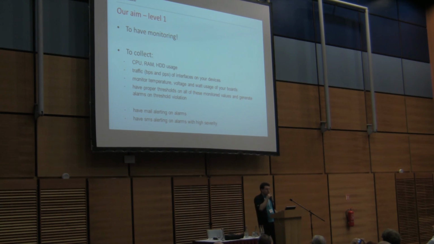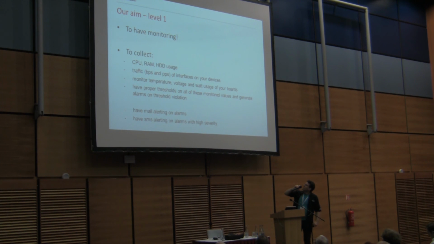Then it would be, of course, useful to have email alerts on certain alarms and on certain thresholds, and even have SMS text message alerting on alarms with high severity. So if your core router is down, or one of your two core routers is down, because you should have redundancy, so two core routers, please. So if one of those is down, you definitely want to get the text message. If you only have one, you are probably not going to get the text message, because it's not going to get out to the internet.